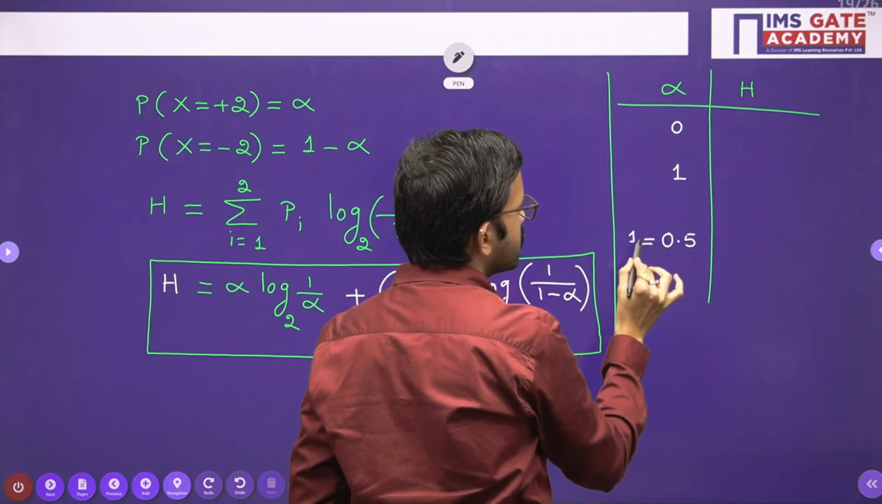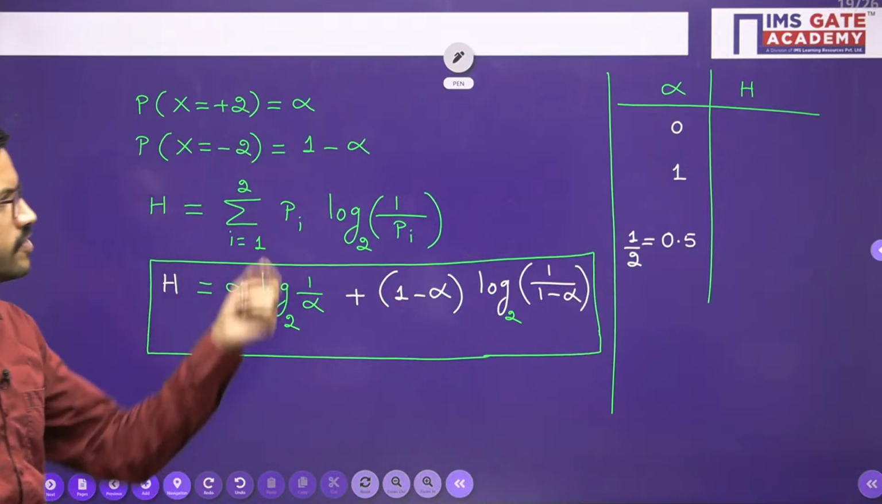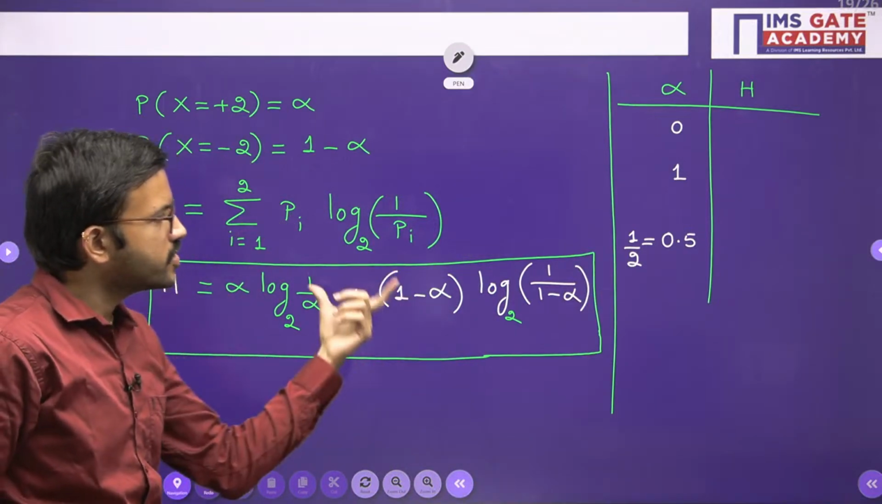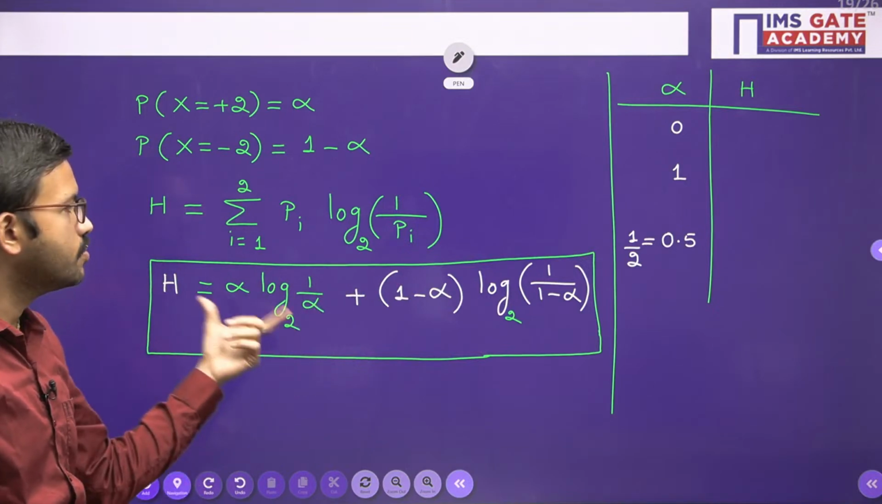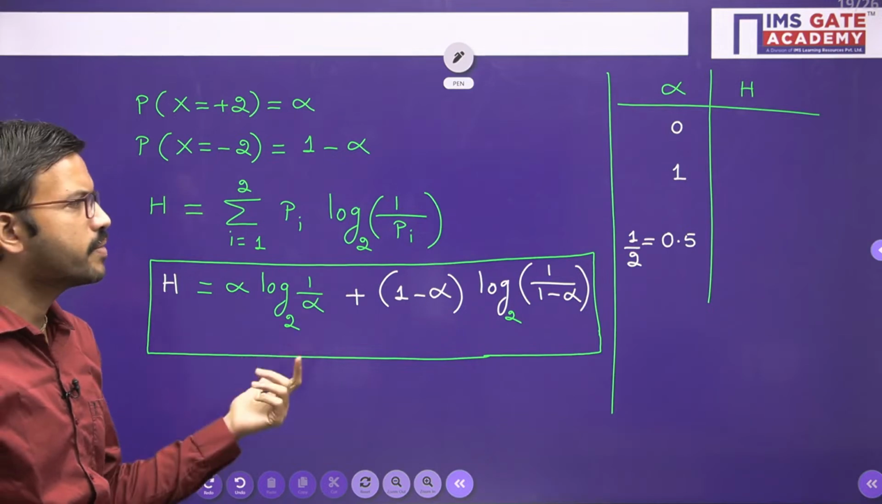What is the entropy? All of you give it a try. Try for one case. In this entire equation, substitute alpha equal to 0, what will be the entropy? Alpha equal to 1, what will be the entropy? Alpha equal to 0.5 or 1 by 2, what will be the entropy?